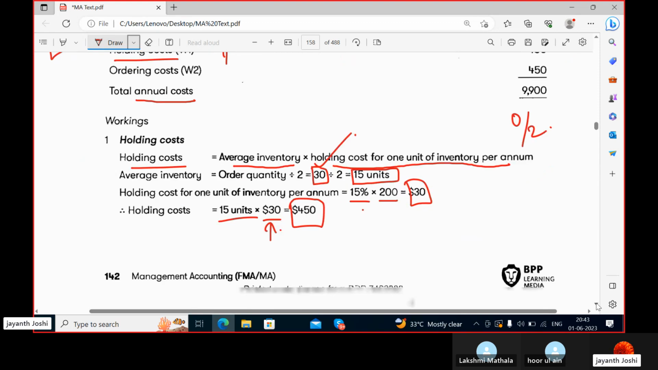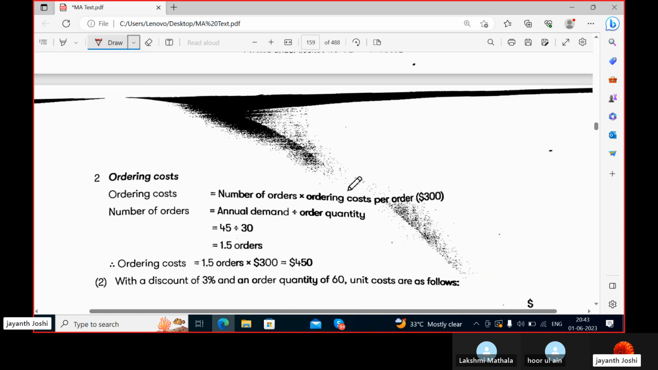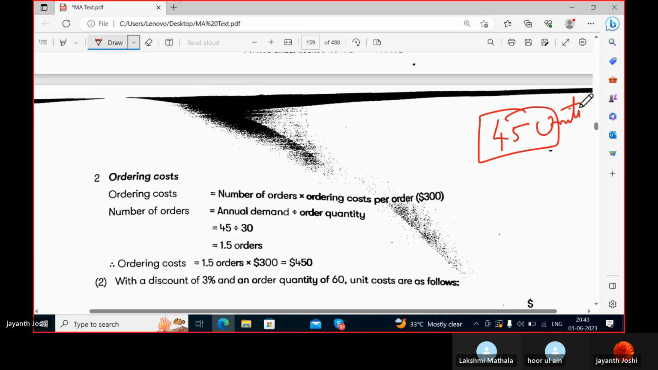Now ordering cost. The annual demand is how much? 45 units, correct or wrong? Yes, sir. But how much inventory do you always want to maintain at once?